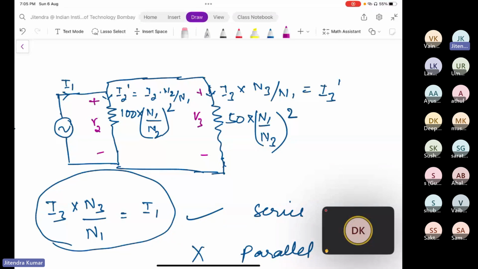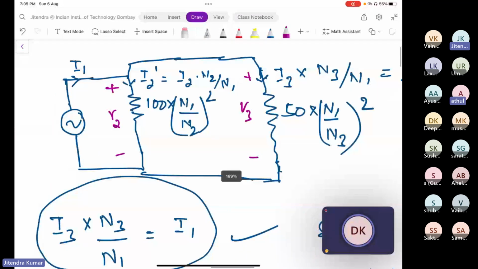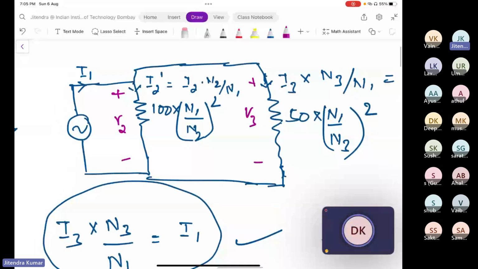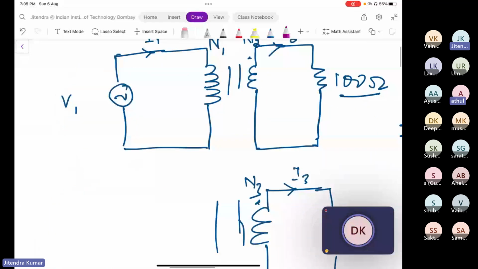Yes, sir, you are correct. But sir, please see the circuit. It is the circuit here. Sir, the final equation given in the question.